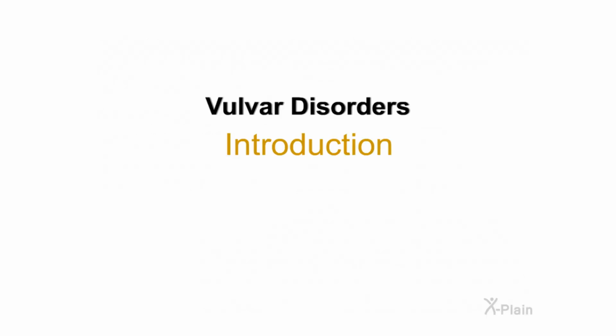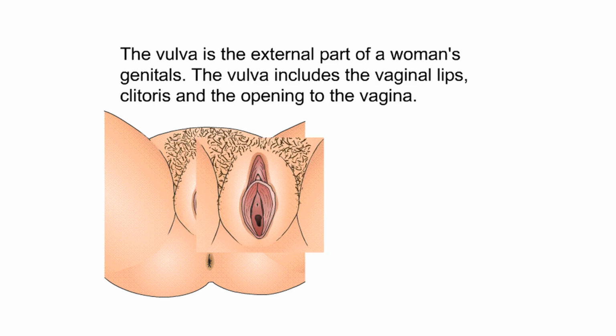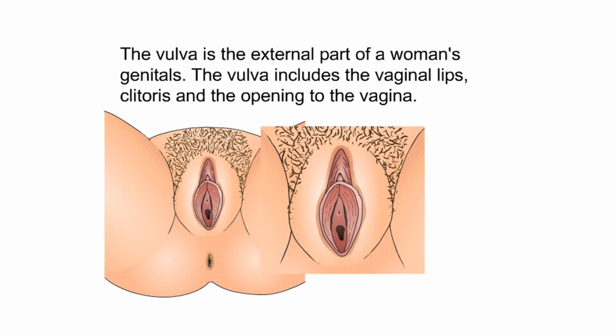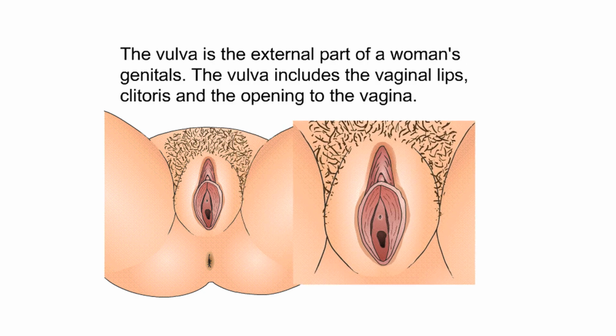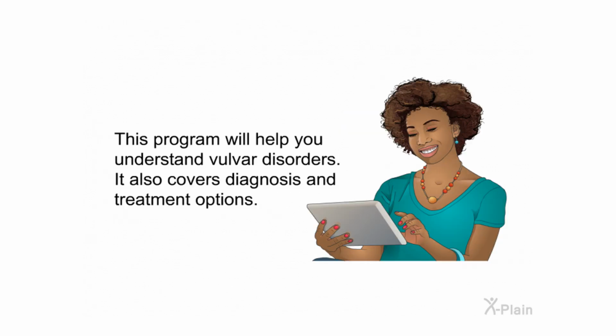Vulvar Disorders. Introduction. The vulva is the external part of a woman's genitals. The vulva includes the vaginal lips, clitoris, and the opening to the vagina. There are some common causes of problems you can have with the vulvar area. Treatment for vulvar disorders depends on the cause. This program will help you understand vulvar disorders. It also covers diagnosis and treatment options.